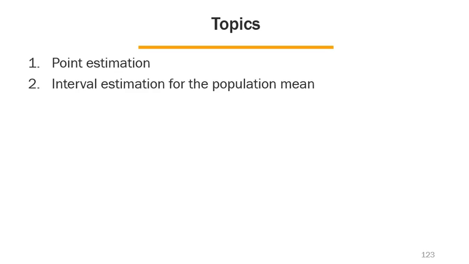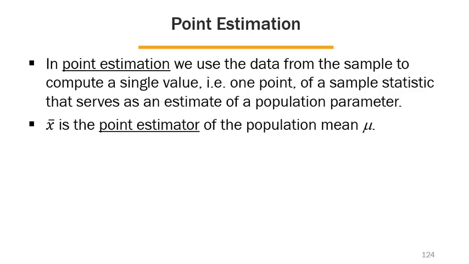population mean. So point estimation, we use the data from the sample to compute a single value, so that is 1 point, of a sample statistic that serves as an estimate of a population parameter. So we have, for example, a population parameter mu, the parameter for the mean, and x bar is a point estimator. It's going to be one number, 1 point, a single value that gives us an idea about what mu might be.